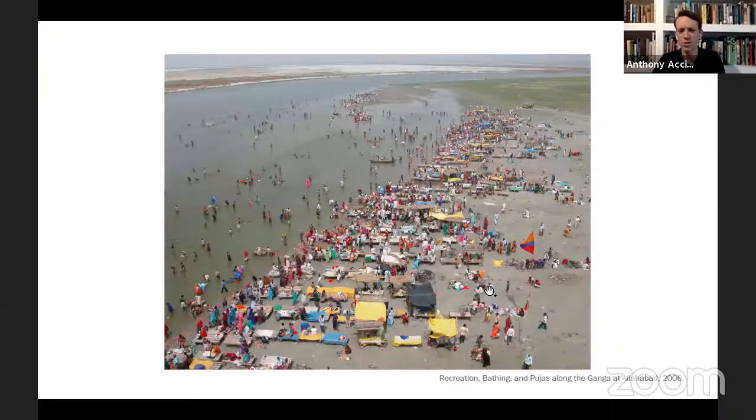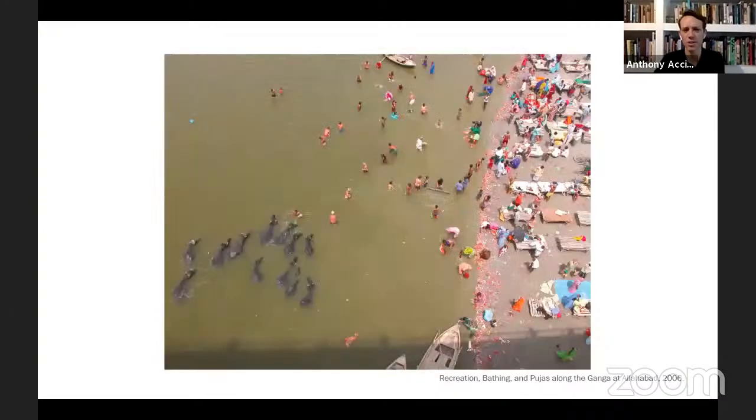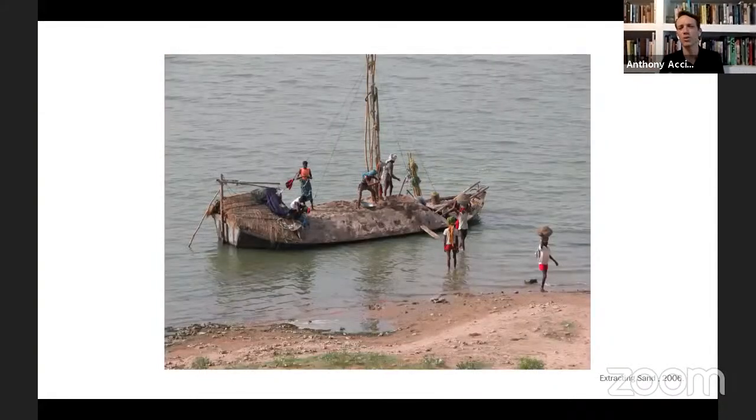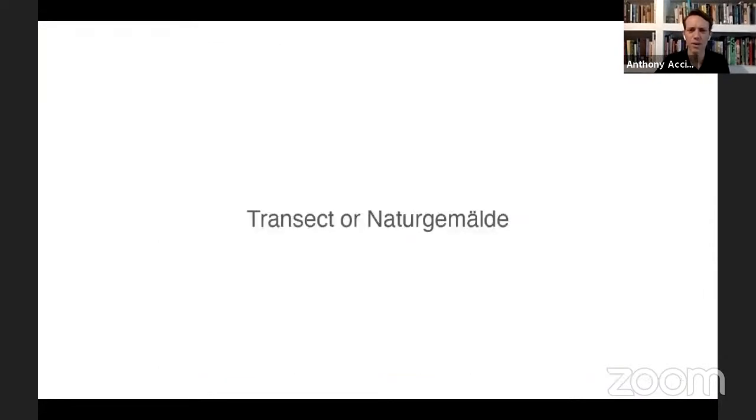And of course, it's not just used for agriculture and for the Kumbh and Magh Melas, but it's also a space of recreation as well, right? We see the water buffalo wallas along with pujas happening, recreation. There's incredible amounts of activity that are happening. Of course, all of the sand mining or sand extraction that happens in the basin as well.